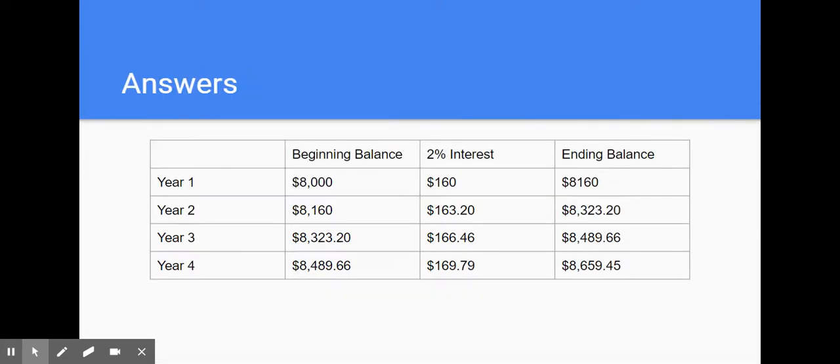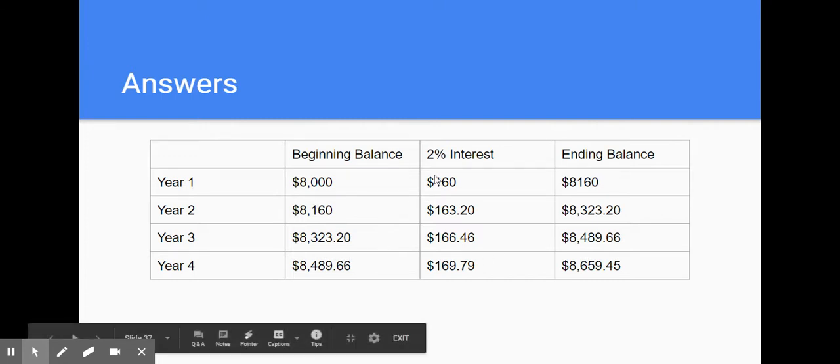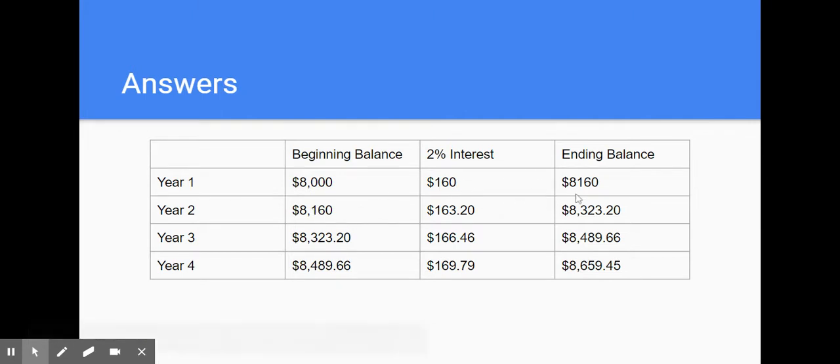So at this point, your table should look like this. You should have a principal that starts with $8,000, 2% interest rate. Your ending balance for the year should be $8,160. And if you take $8,160 times 0.02, you've earned $163.20 in year 2. You add it to the ending balance, and so your ending balance for year 2 would be $8,323, and then you just repeat.